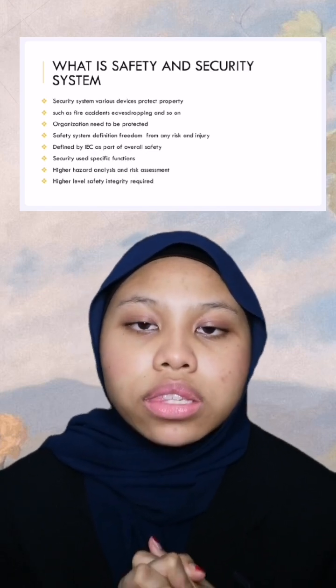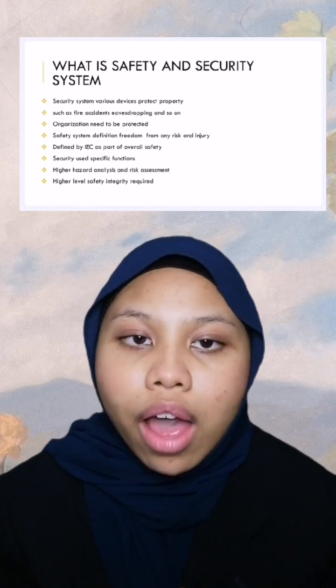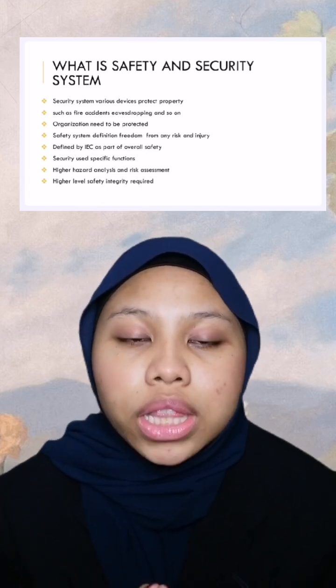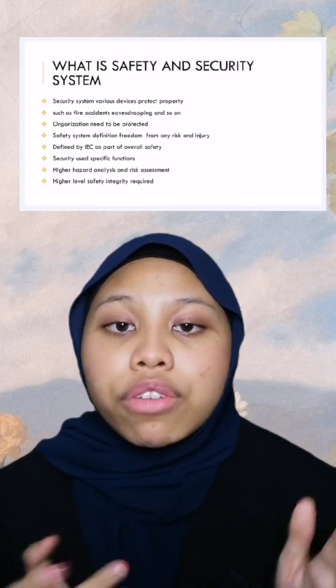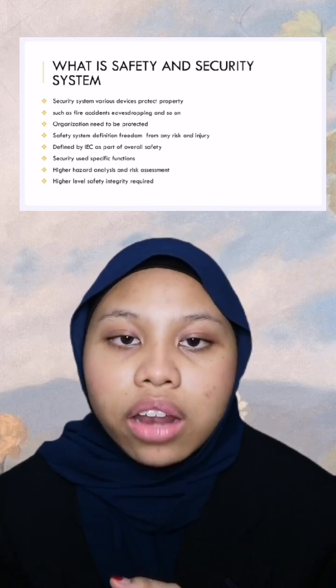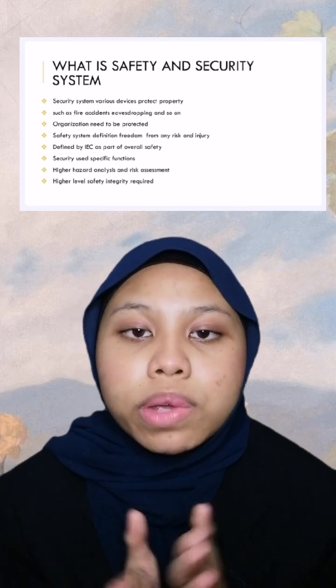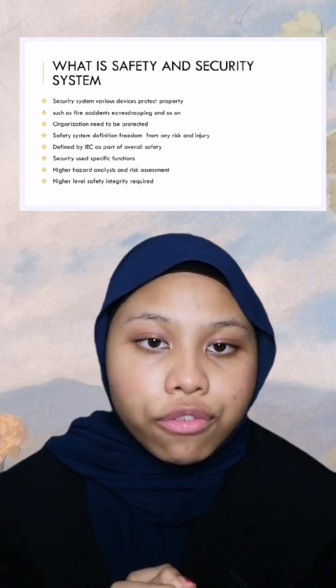Today, I want to present about security and safety system. First, security system. There are various devices to protect property from various dangers, such as fire incident, eavesdropping, and so on. An organization needs to be protected, including personal safety.